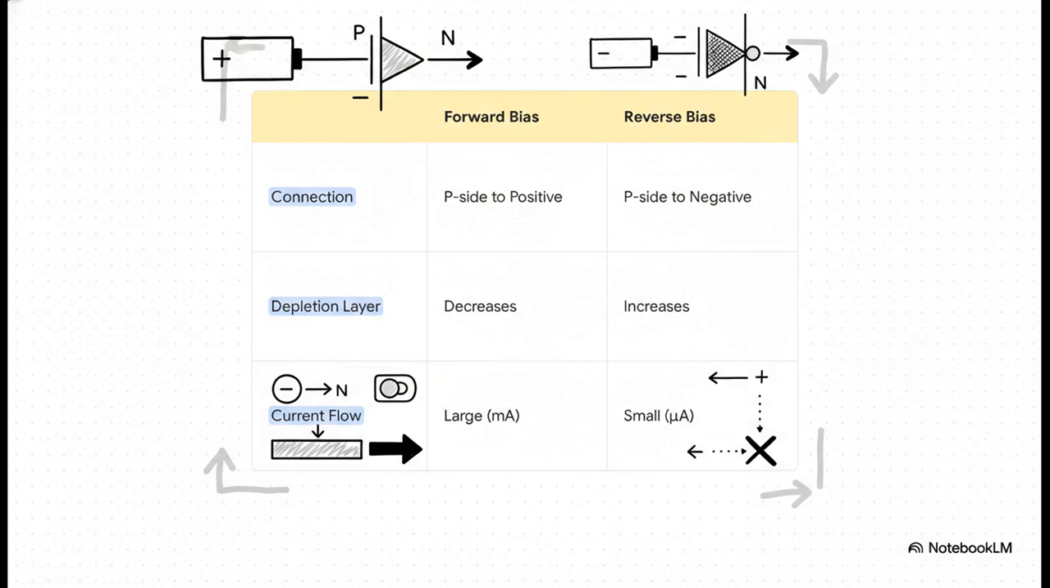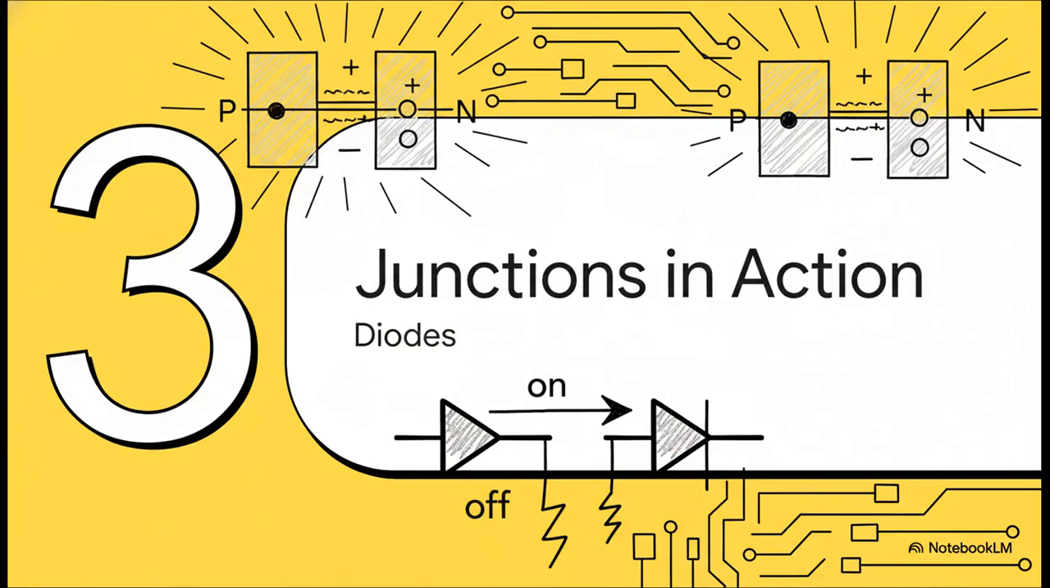But if you hook the battery up the other way, that's reverse bias, you pull the charges away from the junction, making the barrier even wider. It's like slamming the gate shut. Okay, so we have this electronic one-way gate, right?